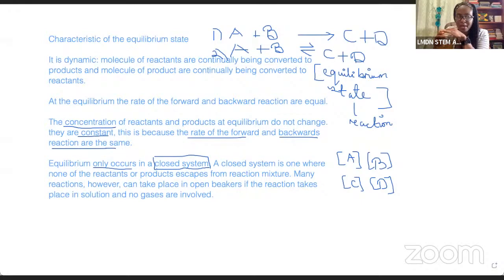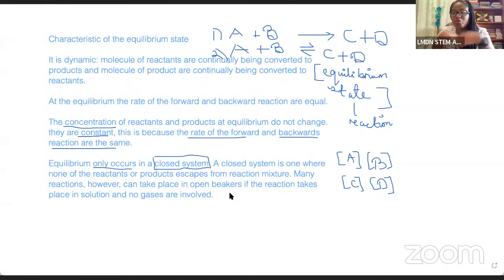And so generally, that's what we mean by a closed system. A closed system is one where none of the product or reactant escapes from the reaction mixture. However, many reactions can take place in open beakers if the reaction takes place in solution and no gases are involved. By that, it means that if it's a solution and the beaker is open and there are no gases involved, it essentially still functions as a closed system, because no gas is leaving and no gas is going in per se. It's just a solution, and whatever is in that solution is going to be constantly in that dynamic state, right? So it functions as a closed system, but you need a closed system for equilibrium.